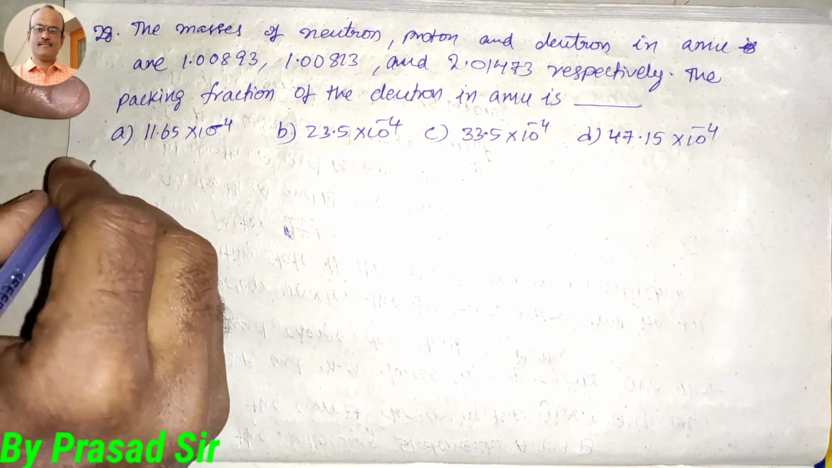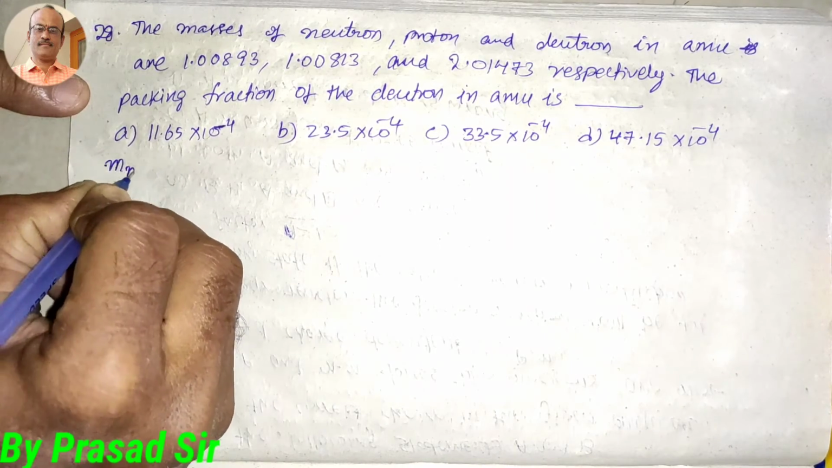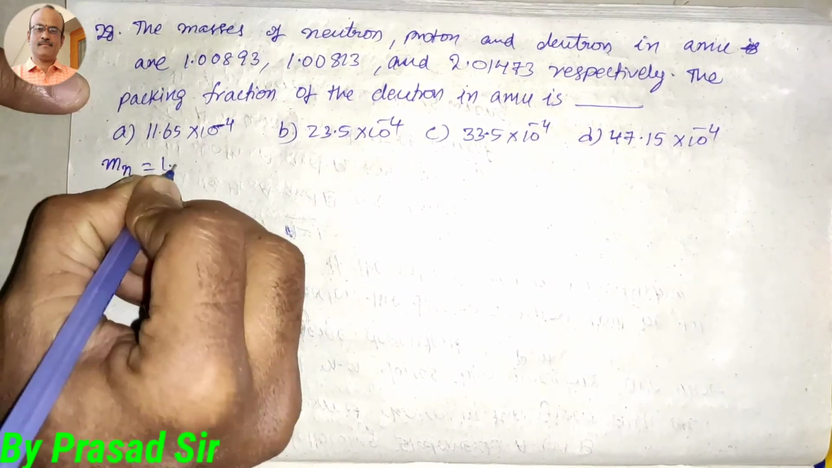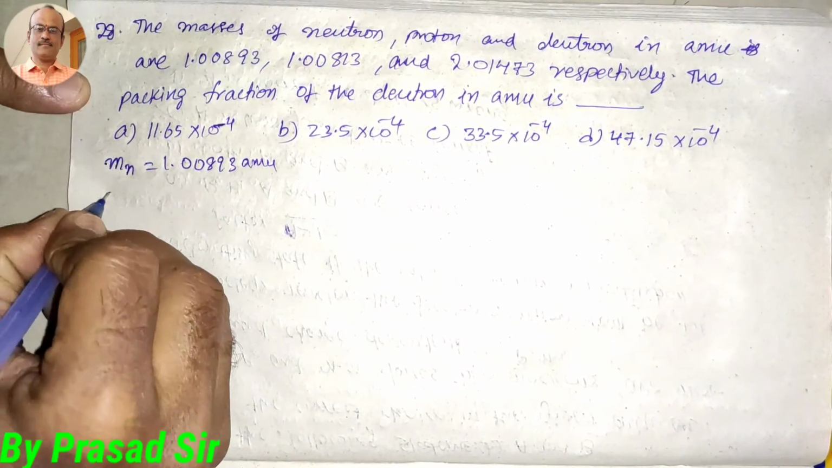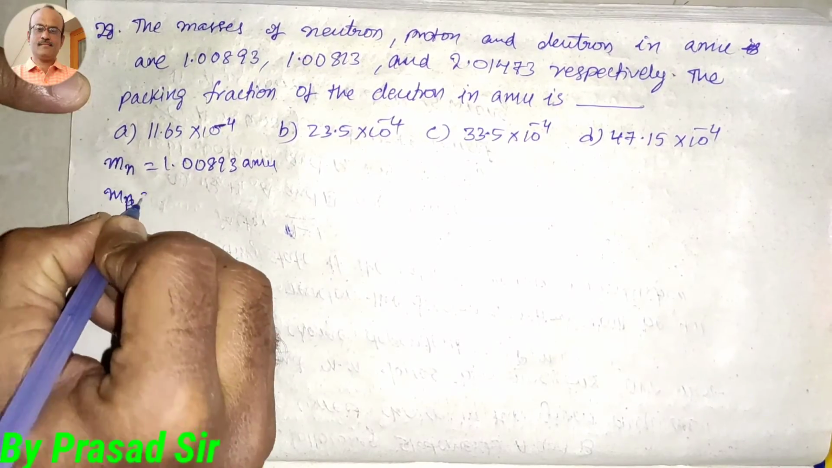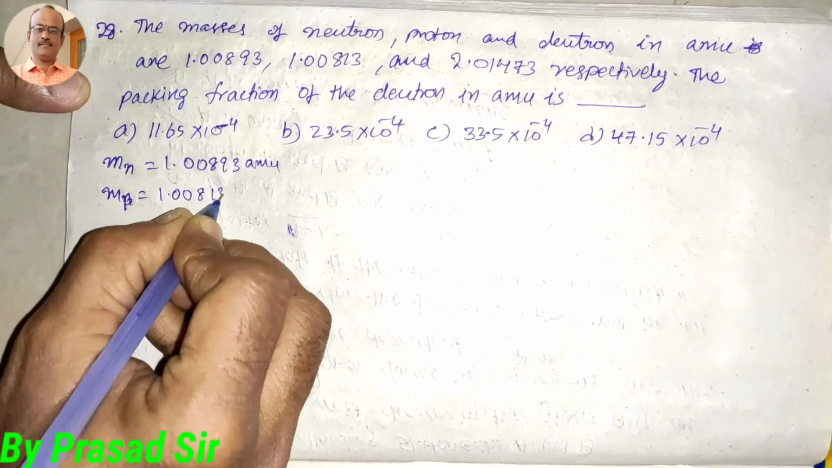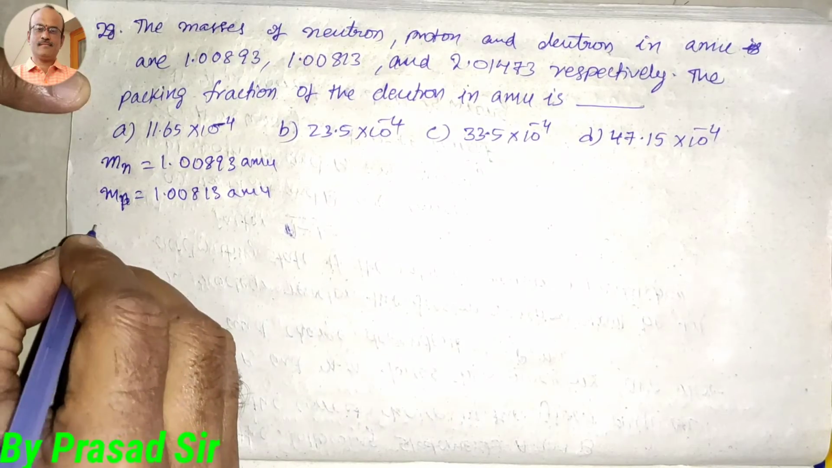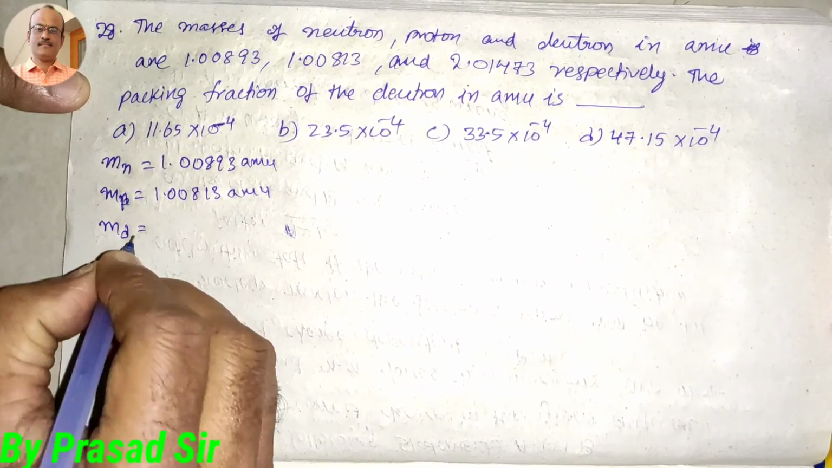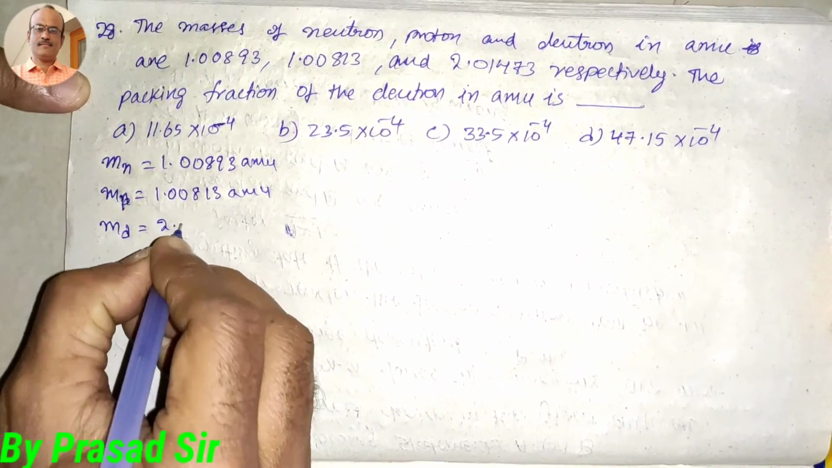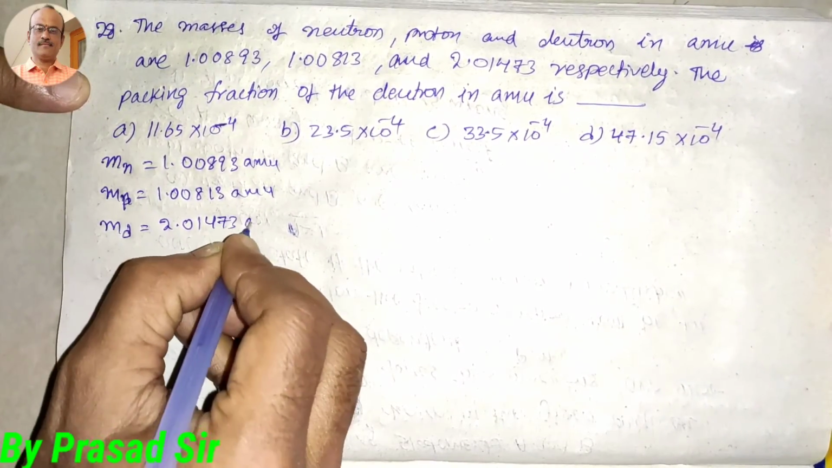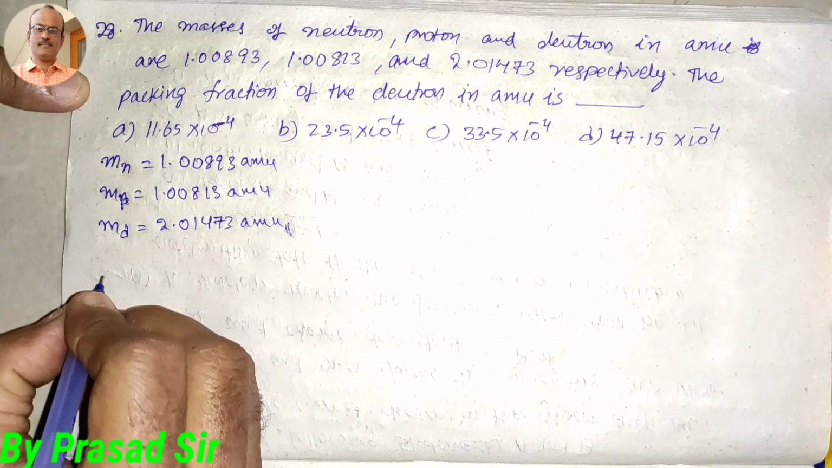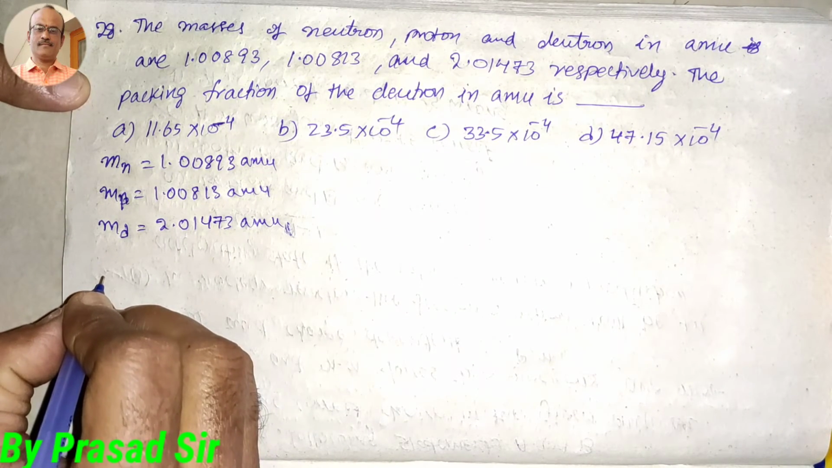So first of all, what are the given values here? Mass of neutron is given, that is 1.00893 atomic mass unit, and mass of proton is given, 1.00813 atomic mass unit, and mass of deuteron is given, that is MD is equal to 2.01473 AMU. But to get the packing fraction, it is equal to mass defect by atomic number.